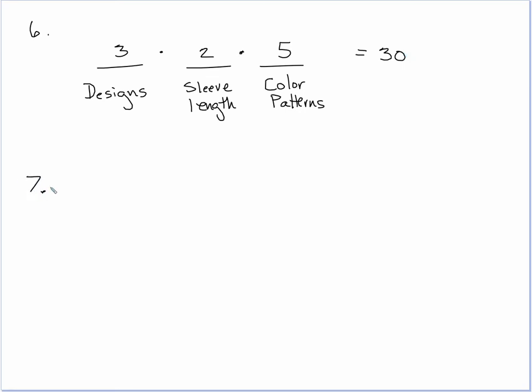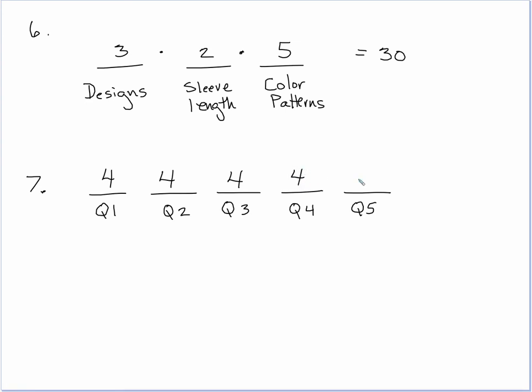Similarly, for problem 7, an exam contains 5 questions. So I get 1, 2, 3, 4, 5. Like this is question 1, question 2. And each has 4 answers, so there are 4 possible choices that I can choose. And again, the multiplication principle says that this should be 4 to the 5th power. Okay.